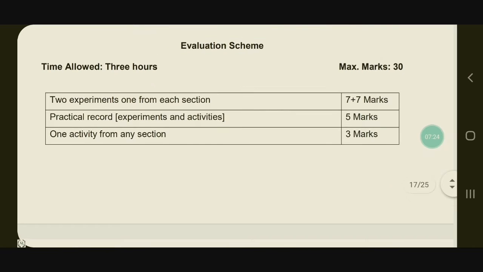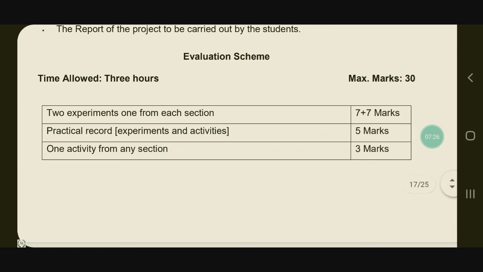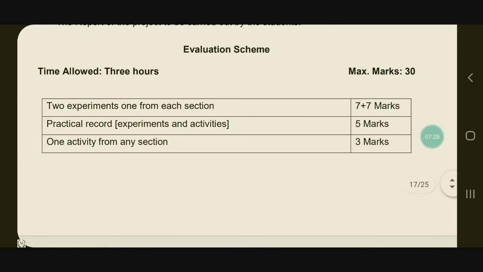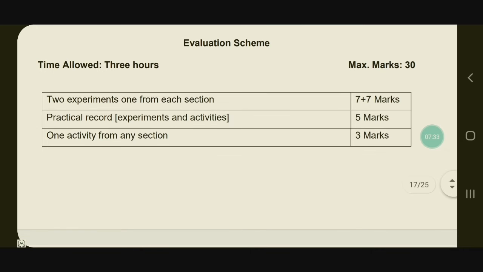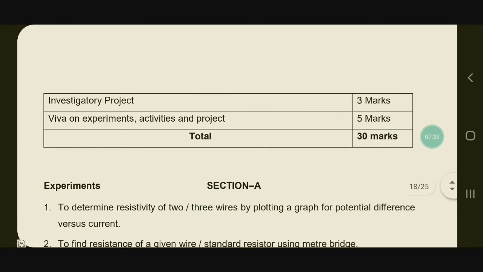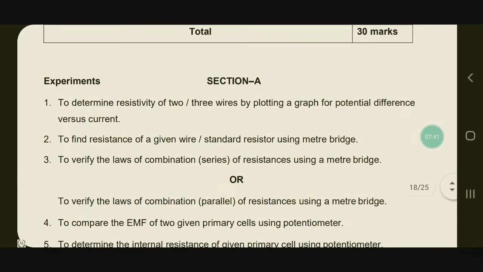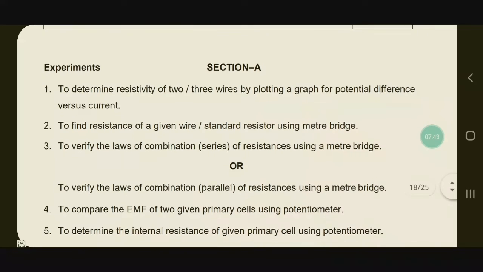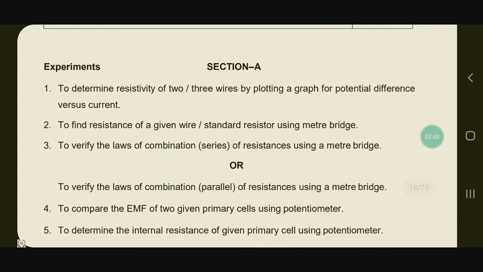So please students, now you have to focus on your practical syllabus, because now you have to also perform the activity while performing your experiments, during your practical examination. So be ready for that. Now there is section A, the experiment list given by the board. The experiments are quite the same.